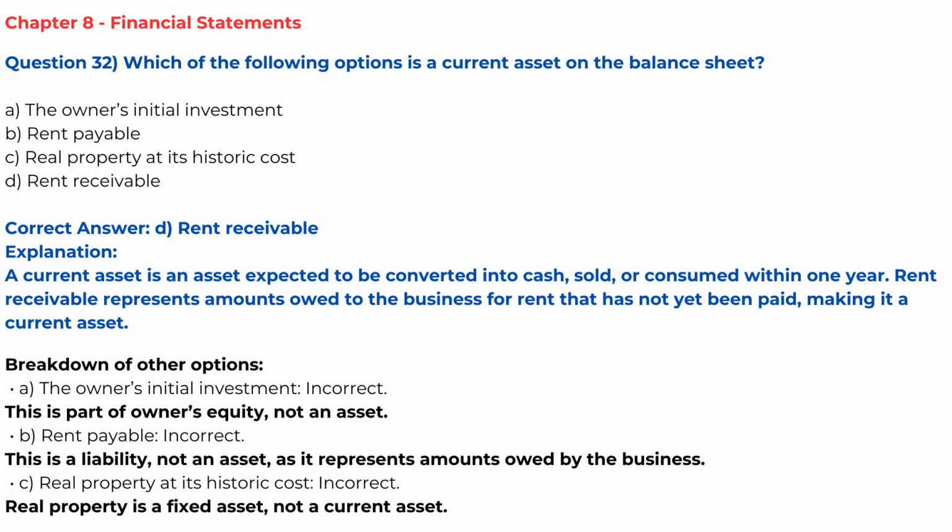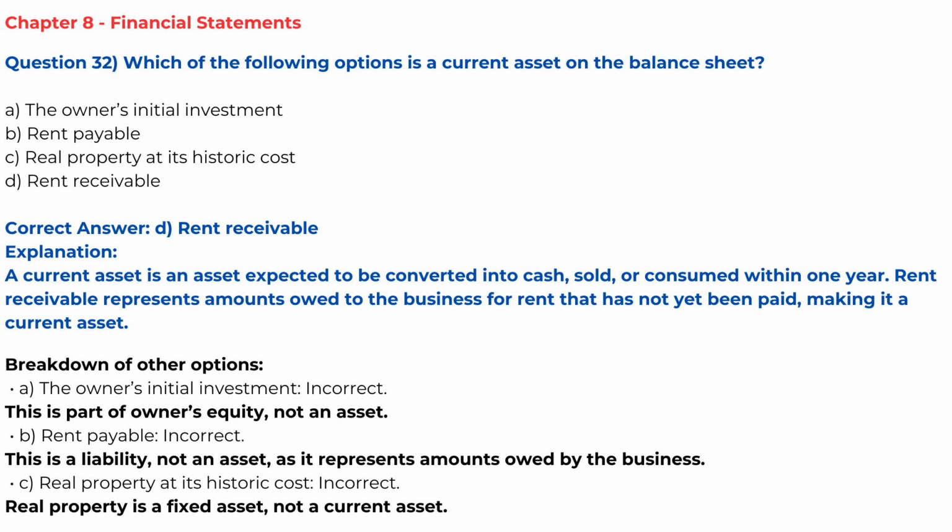Question 32. Which of the following options is a current asset on the balance sheet? Correct answer, D. Rent receivable. Explanation. A current asset is an asset expected to be converted into cash, sold, or consumed within 1 year. Rent receivable represents amounts owed to the business for rent that has not yet been paid, making it a current asset. Breakdown of other options.